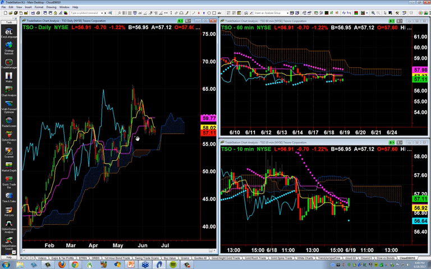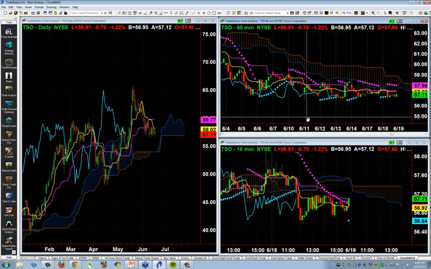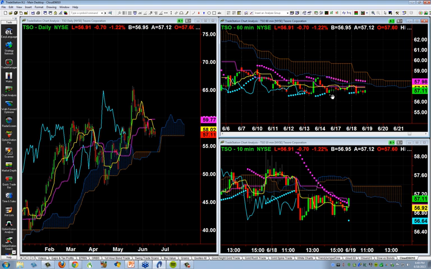TSO looks good. Price action above the cloud, lagging line above the cloud. The 60-minute is sitting there saying it looks nasty, so you're going to have to wait for the 60 to jump across the creek and confirm it with the 10.